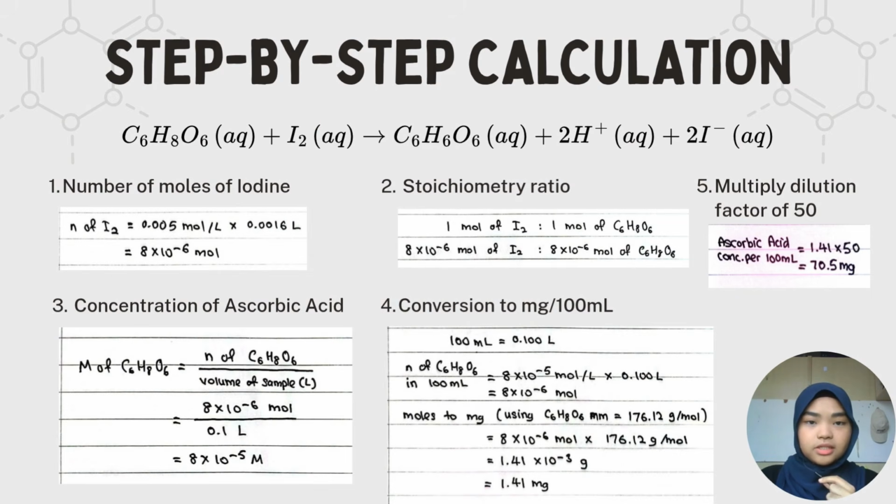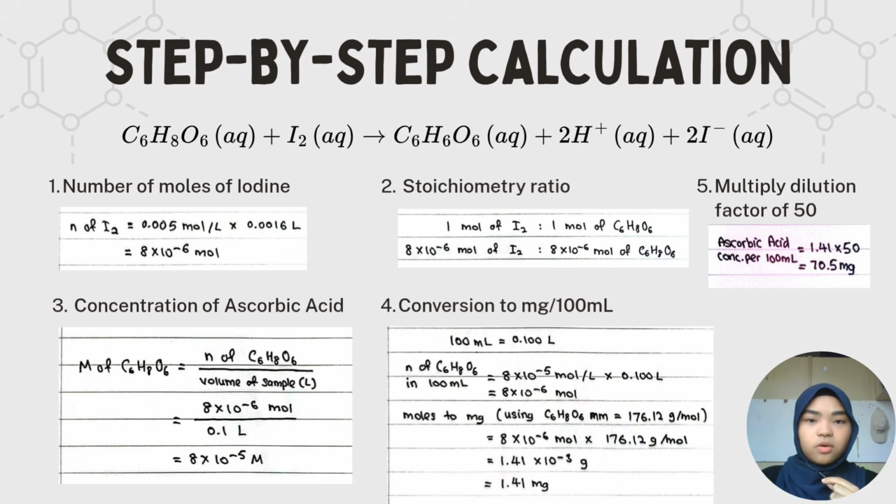First, the moles of iodine are calculated using the formula number of moles equals molarity times volume in liters, cancelling the unit L and obtaining 8 times 10 to the power of negative 6 mole. Next, using the balanced equation of the reaction, the number of moles of ascorbic acid is the same as the number of moles of iodine. Thus, the number of moles of ascorbic acid is also 8 times 10 to the power of negative 6 mole. After that, the molarity of ascorbic acid can be calculated by dividing the mole number of ascorbic acid by the sample volume. The molarity is calculated to be 8 times 10 to the power of negative 5 M.